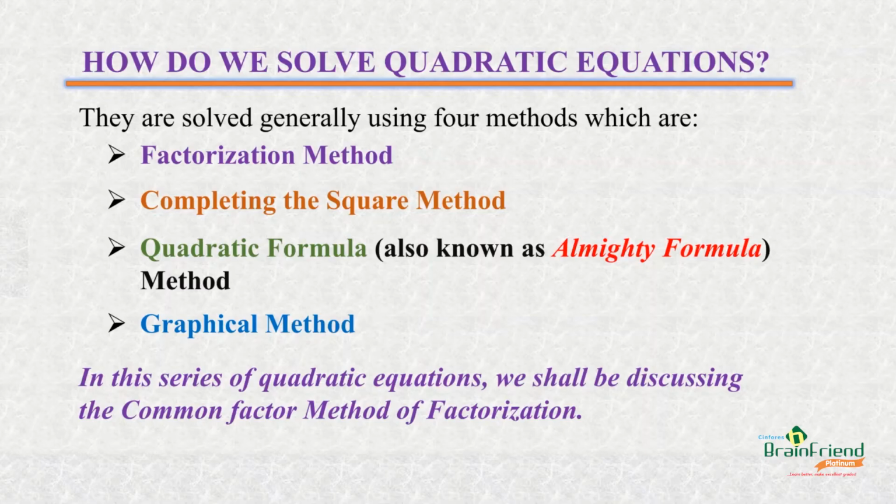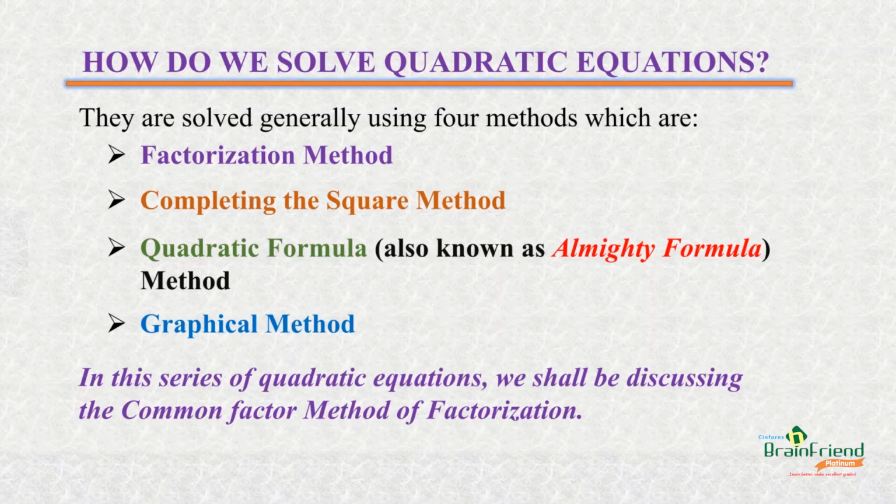The ways to solve quadratic equations are actually 4. There are 4 ways to solve it. The first method is called the factorization method. The second method is called the completing the square method. The third is referred to as the quadratic formula. The quadratic formula is also known as the almighty formula. Finally, we can also solve quadratic equations using the graphical method.